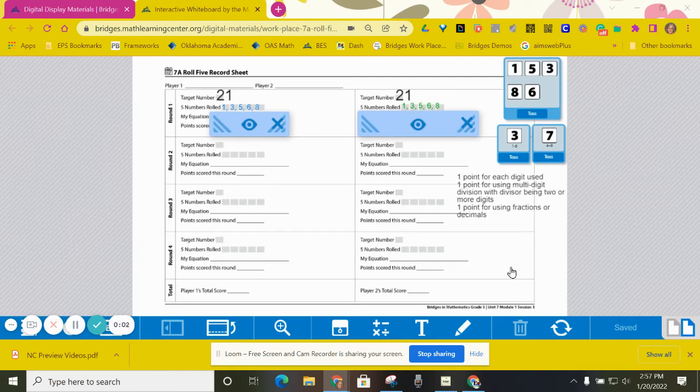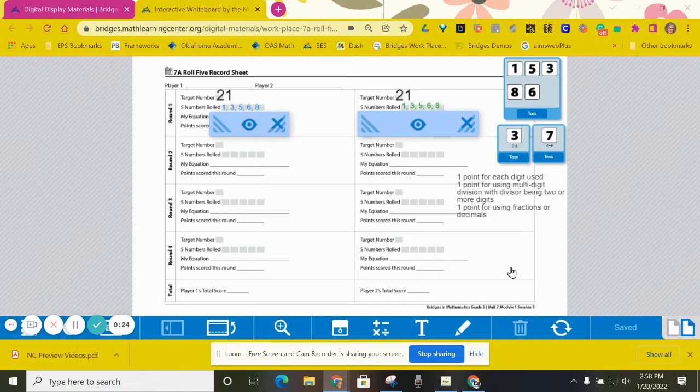These are the instructions for Workplace 7A, Roll 5. Each pair of players needs their math journals, 2 dice numbered 1 through 6, 2 dice numbered 4 through 9, 1 die numbered 0 through 5, and 1 Roll 5 record sheet to share.